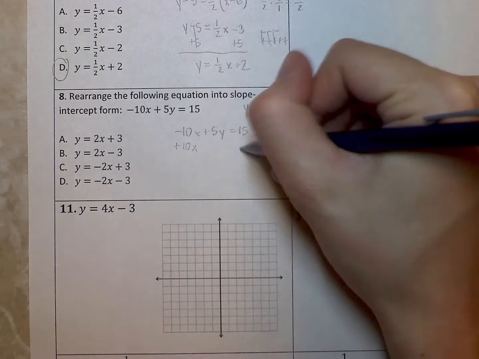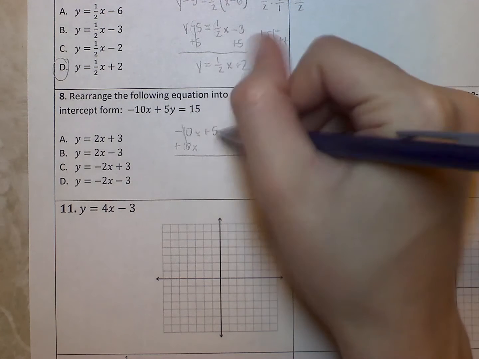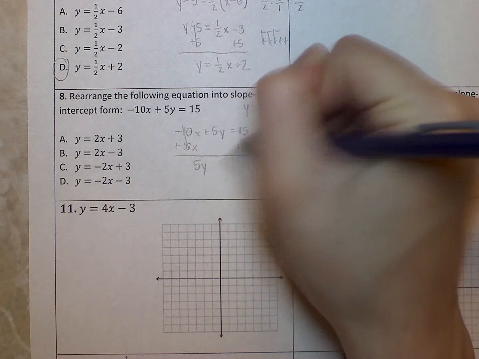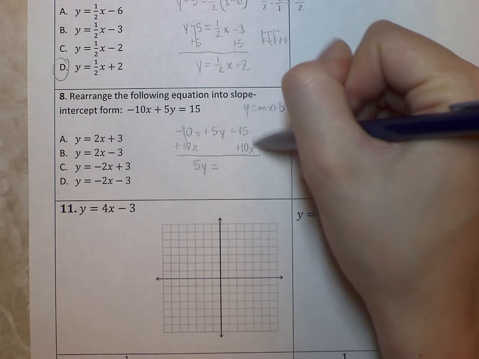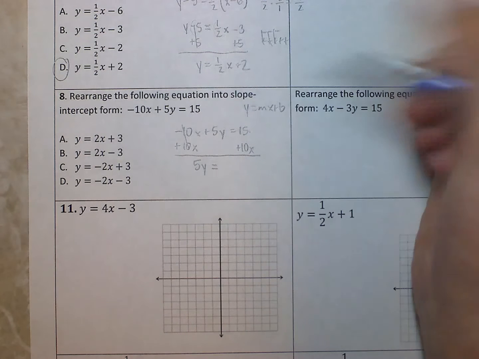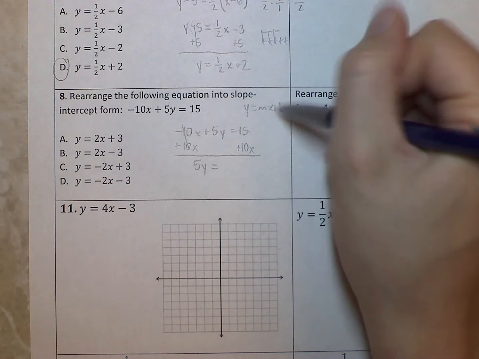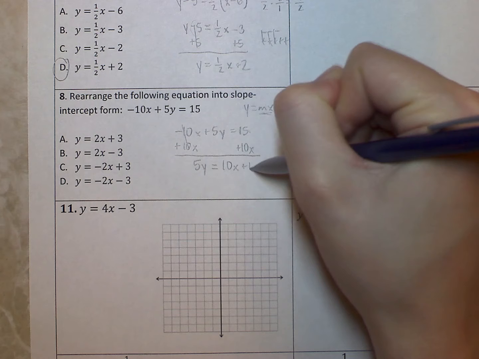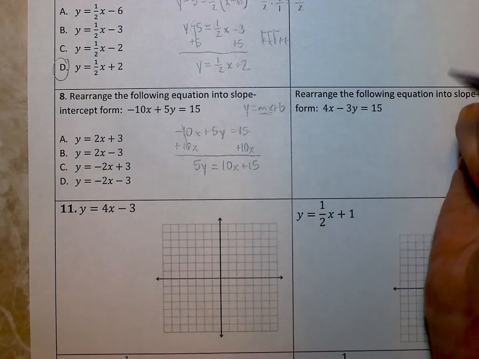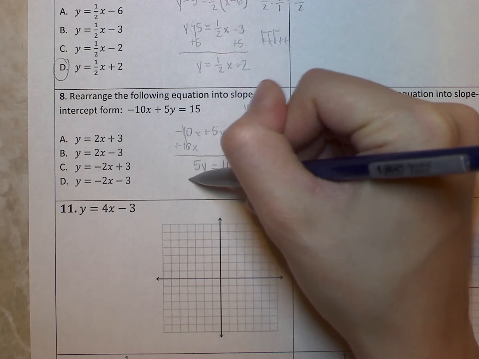The opposite is adding 10x. So I do that to both sides. So this becomes 5y, and it's by itself on the left side now. These are not like terms, so we do not add them. We don't do 15 plus 10 and get 25, right? We're going to just write them separately. And I like the term with the x first, so I'm going to put 10x plus 15.